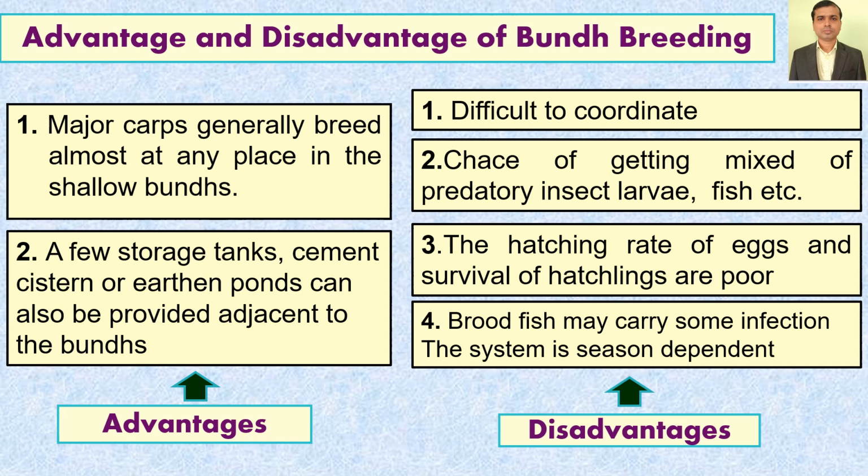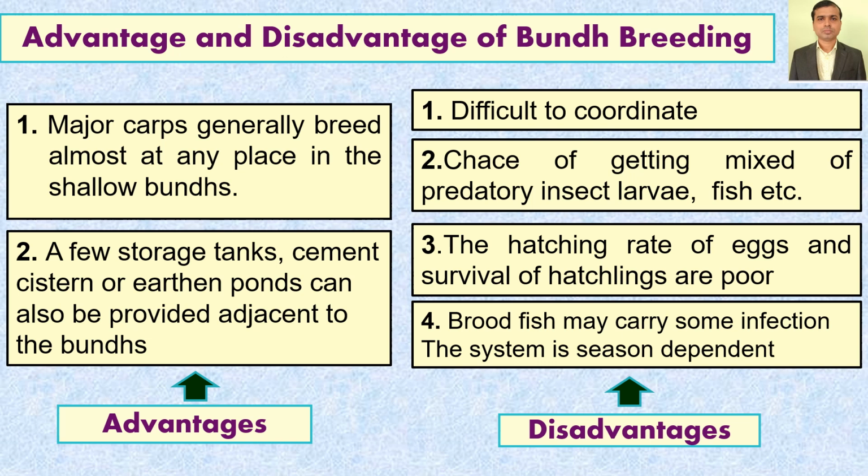But major disadvantages of bund breeding are, it is very difficult to coordinate the breeding activity in the bunds. Mostly the collection of spawn takes lots of labor, and in the vast low-lying area it is very difficult to collect each and every spawn from the bunds. Secondly, there is a chance of getting a mix of predatory insect larvae or predatory fish in the bunds since it is near the natural environment. It is out of control of the farmer.